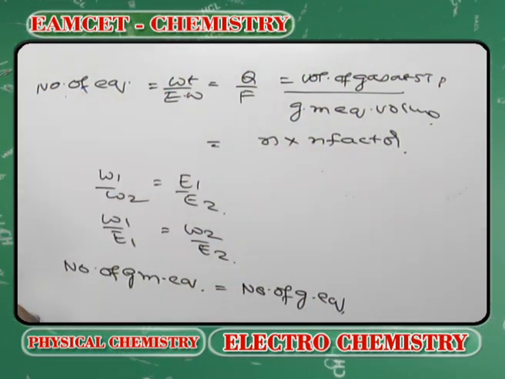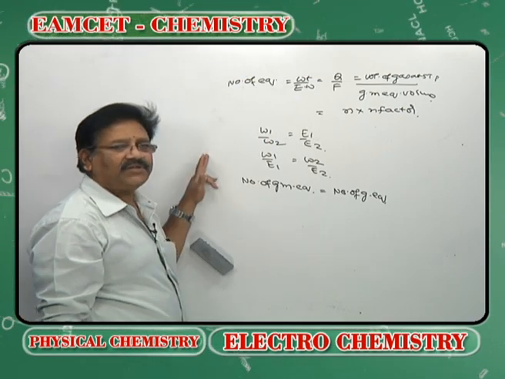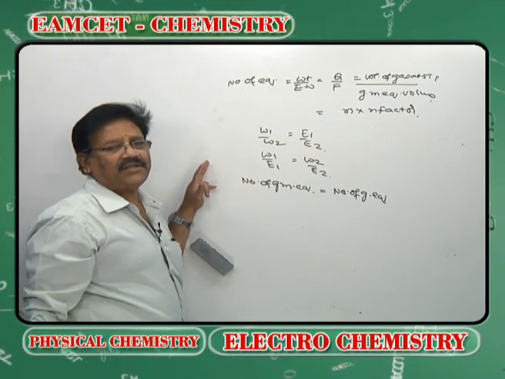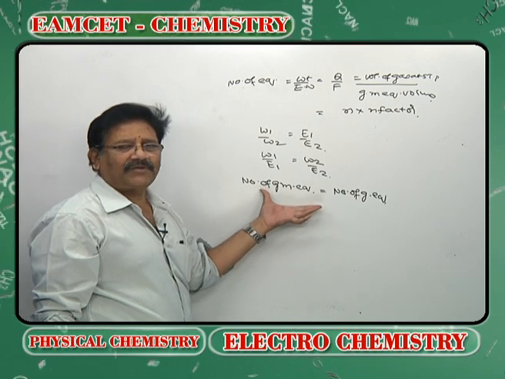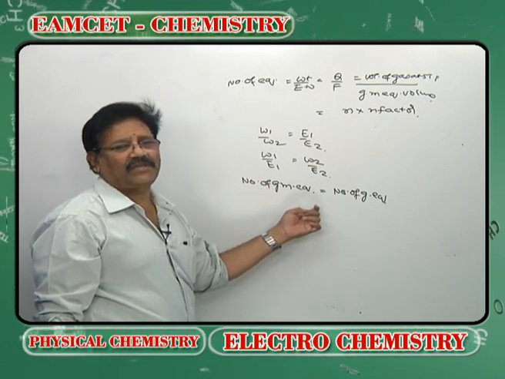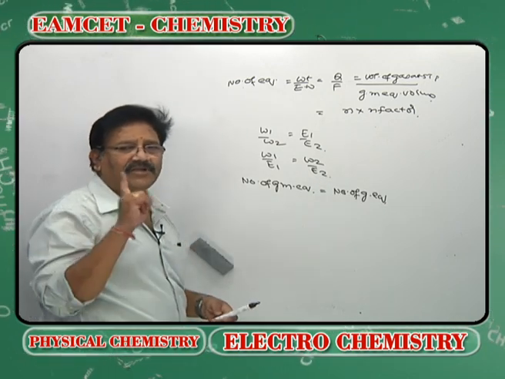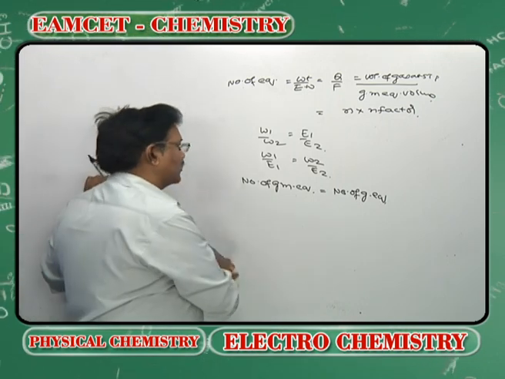These are the formulae to be used for the calculation of the number of gram equivalents. What is the essence of Faraday's second law? For the same quantity of electricity, the number of gram equivalents of the product formed at the cathode must be equal to the number of gram equivalents of the product formed at the anode. That is the essence of Faraday's second law.